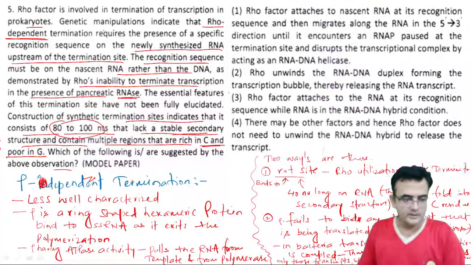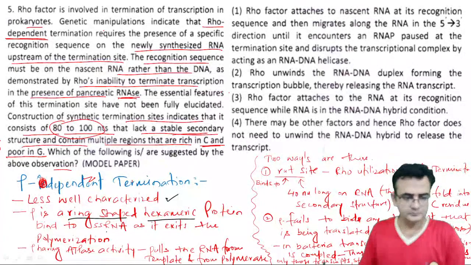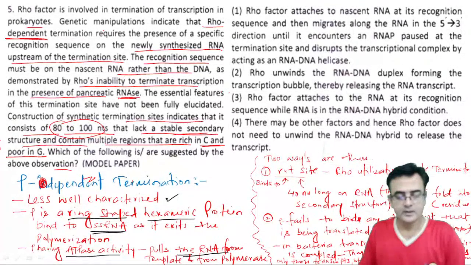So here, rho dependent termination means rho protein is there, right? Rho is the protein which is less characterized. This is the first point. And rho is nothing but a ring-shaped hexameric protein, and it normally binds to single stranded RNA, as they are saying in the question also, right? Another important thing about rho dependent termination is that they have ATPase activity, right? With the help of this ATPase activity, they pull the RNA from the template, or from the RNA polymerase, right?